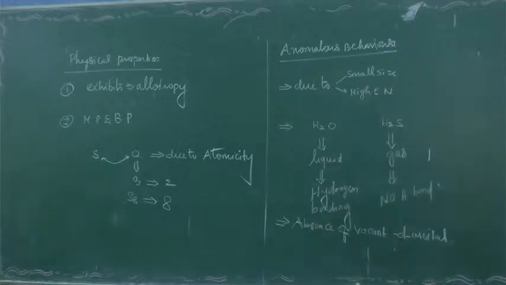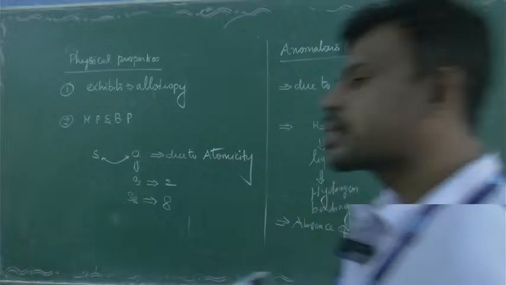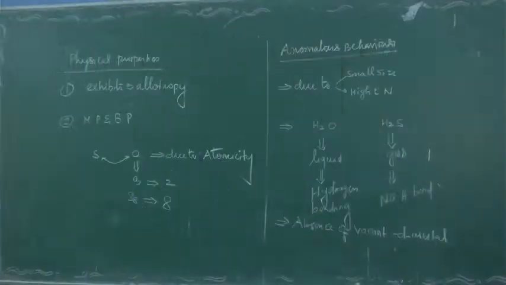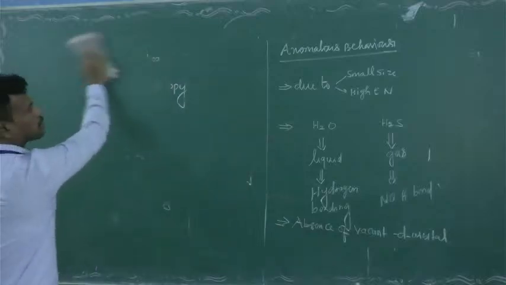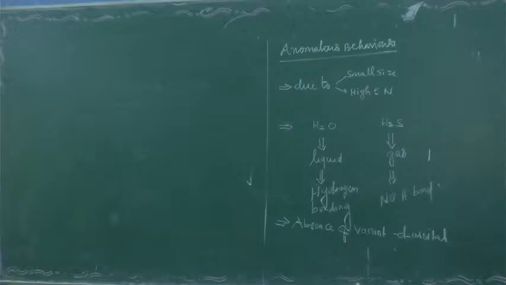Whereas other elements can form more than 4 bonds because of the d orbital. Their covalency can extend beyond 4. Sulfur, selenium, covalency can go beyond 4. So that's all about the anomalous behavior. Next we are going to discuss chemical properties.